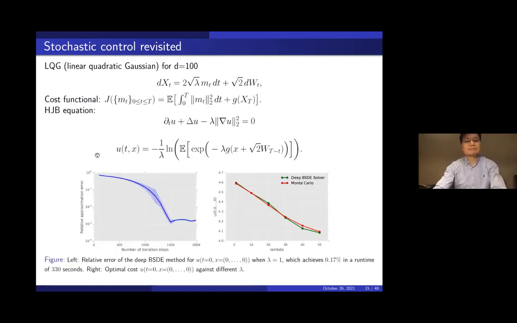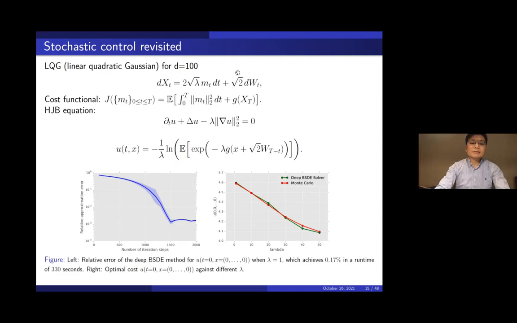And this is an example. Consider this simple linear quadratic Gaussian control problem. The control is the m here. This is the Wiener process, and lambda is the parameter. But now we're going to solve this problem in 100 dimensions, high dimension. Now the objective function, the cost function, is the standard cost function.